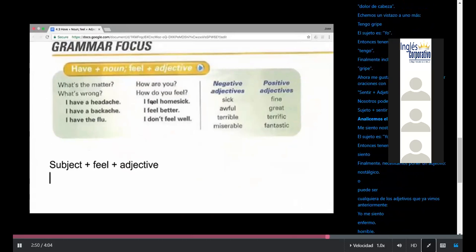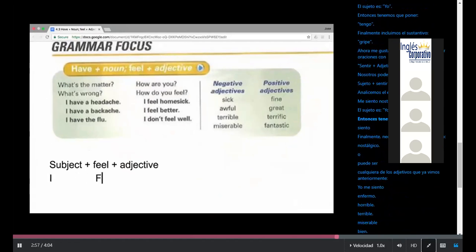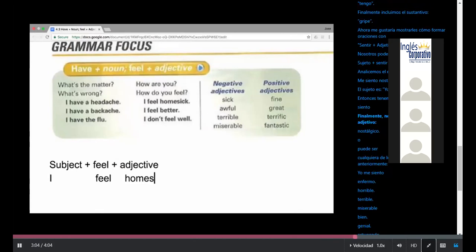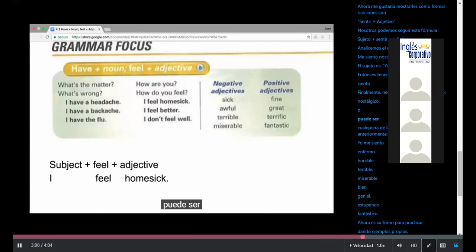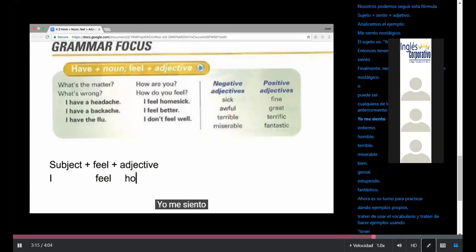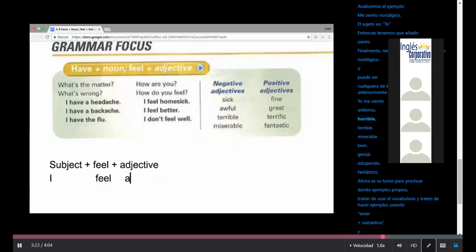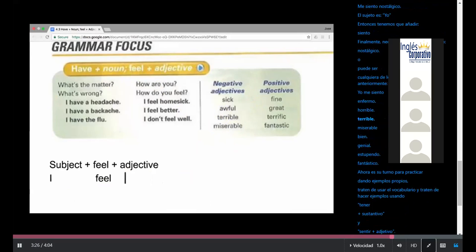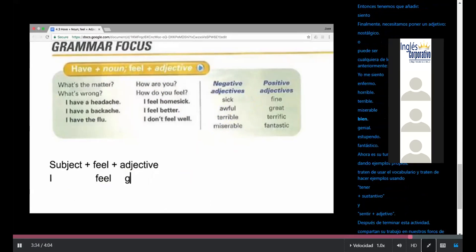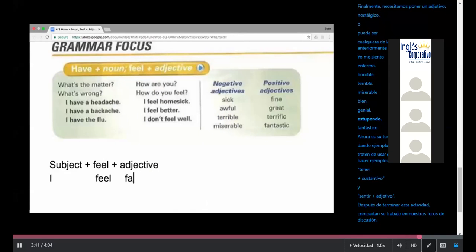Let's analyze the example, I feel homesick. The subject is I, then we need to add feel. Finally, we need to put an adjective, homesick, or it can be any of these adjectives towards the right. I feel sick, awful, terrible, miserable, fine, great, terrific, fantastic.